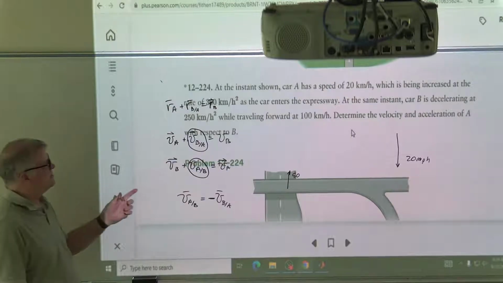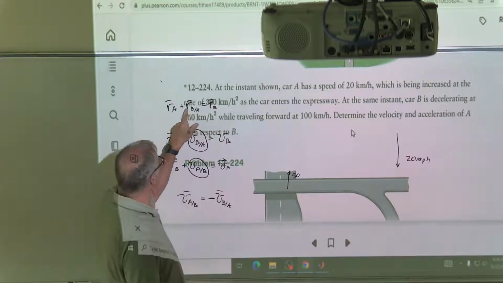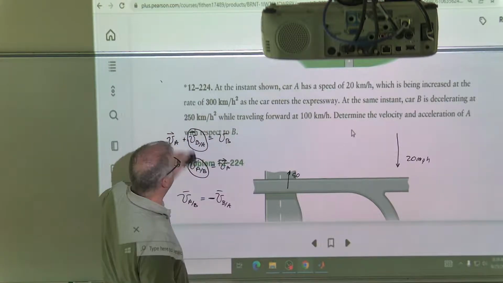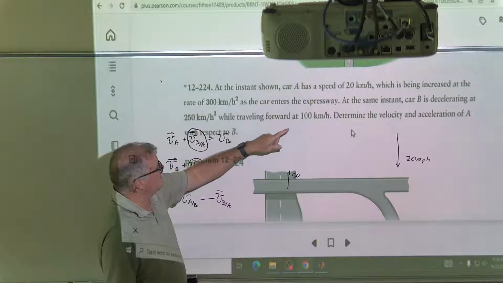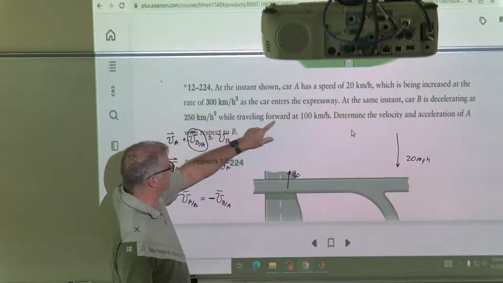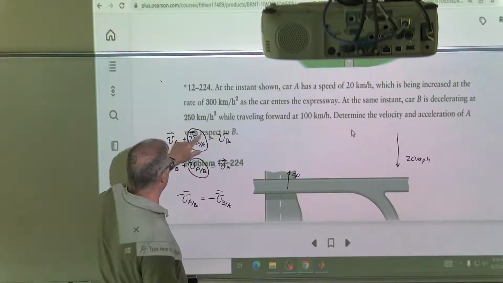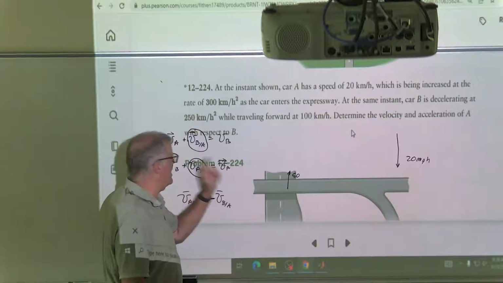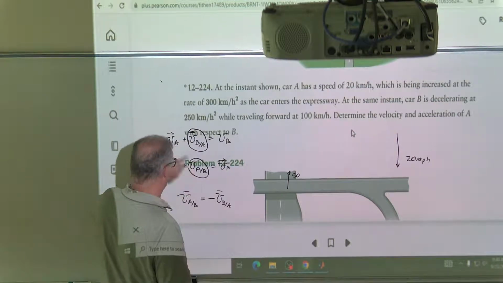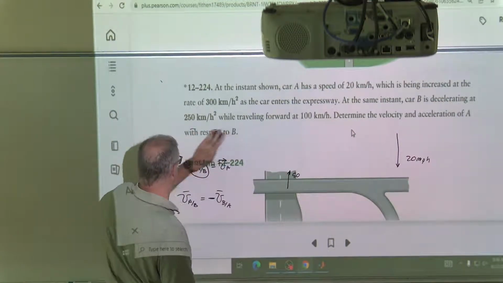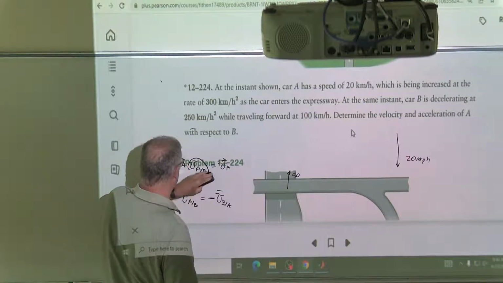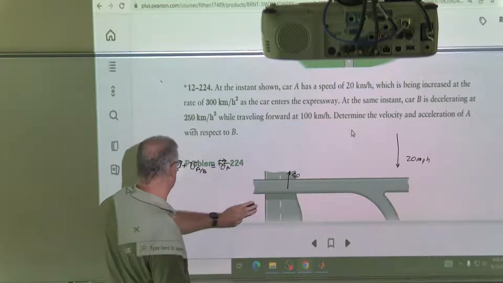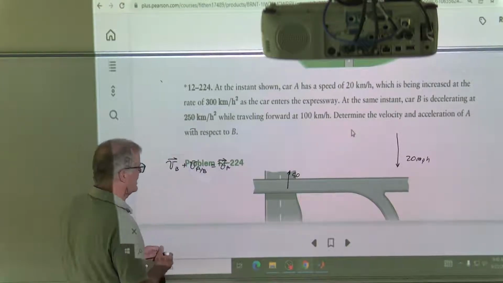the car has a speed of 20 kilometers an hour, is being increased at a rate of something, 300, and at the same instant B is decelerating while traveling forward. Determine the velocity and acceleration with respect to B. Velocity and acceleration of A with respect to B. So he's telling you use this one, although you can use the other one and just take the minus sign. In all cases, it's going to be the same. That's what you can do. But to me, I would do it like that.